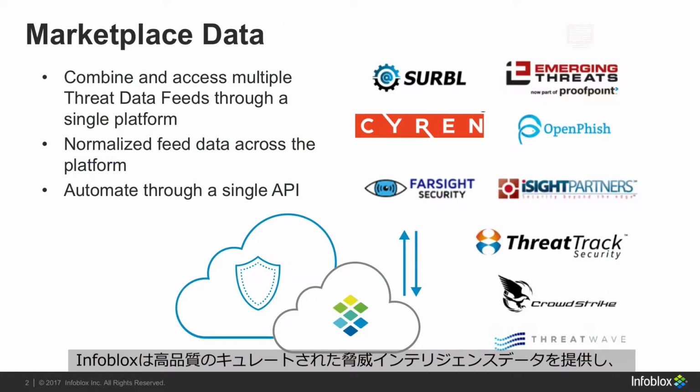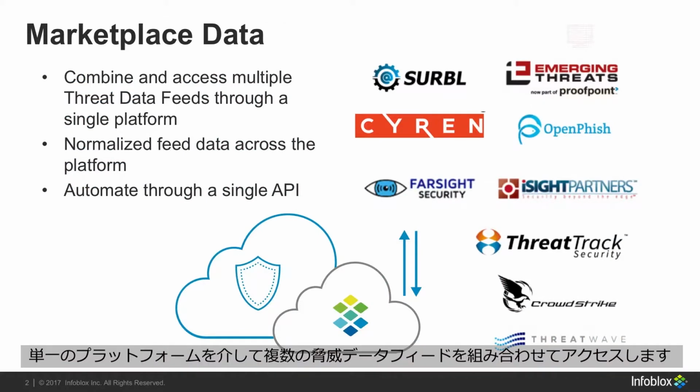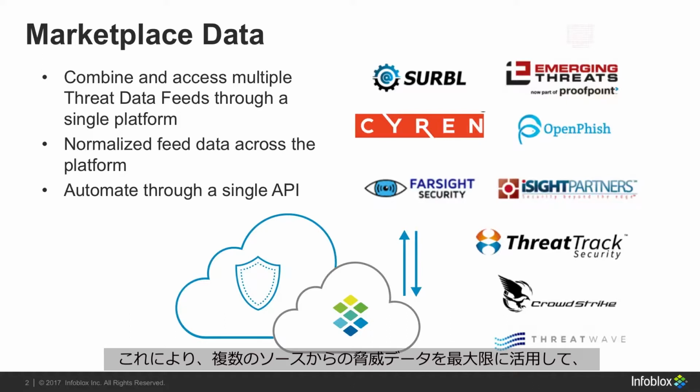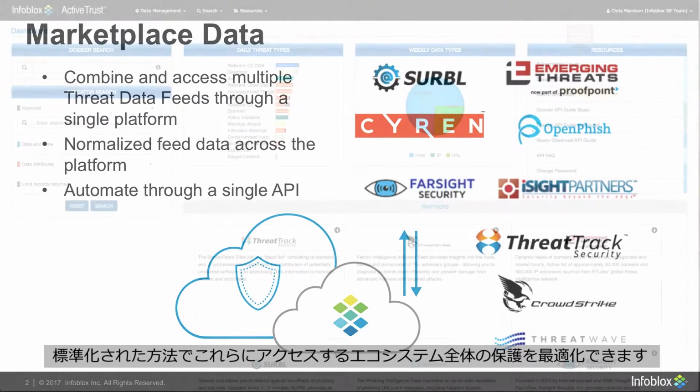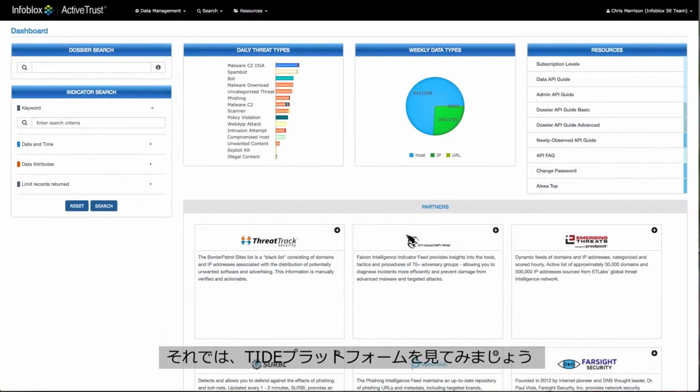Although Infoblox provides high-quality, curated threat intel data, Infoblox also understands that a single source is not optimal. The TIDE platform therefore provides access to additional high-quality partner feeds direct into the platform on a subscription basis from the marketplace. This allows you to make the most of the threat data from multiple sources to optimize your protection across your ecosystem, accessing these in a standardized way. So let's dive into the TIDE platform.